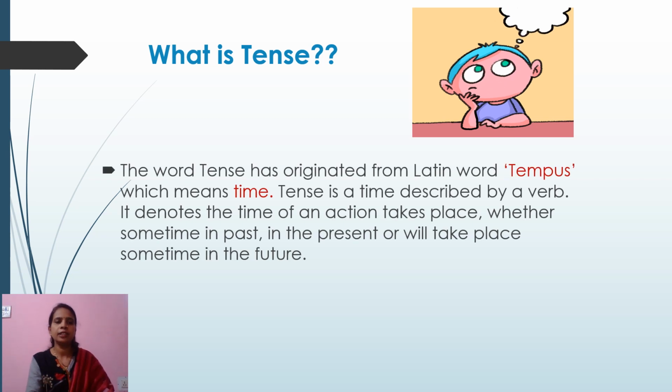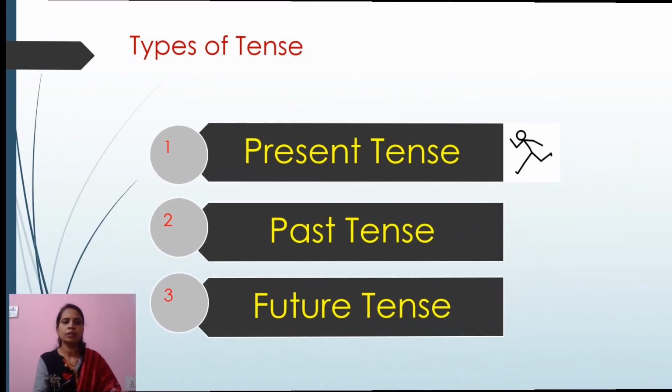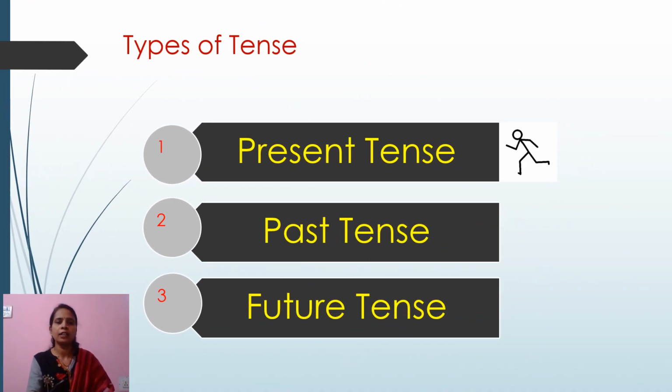What is tense? The word tense has originated from the Latin word tempus, which means time. Tense is a time described by a verb. It denotes the time an action takes place, whether sometime in the past, in the present, or sometime in the future. Hence, on the basis of time, tense has broadly been classified into three types of tense: the first one present tense, the second one past tense and the third one future tense.